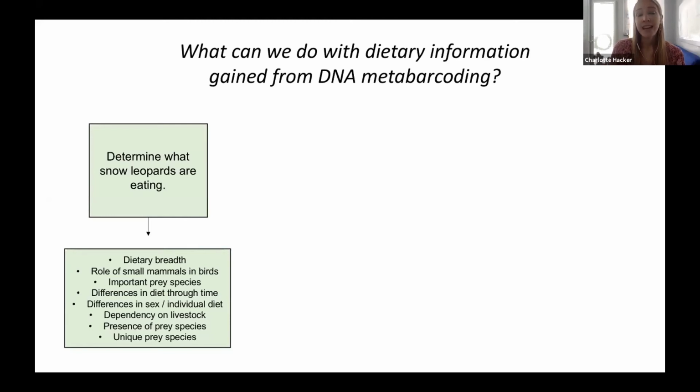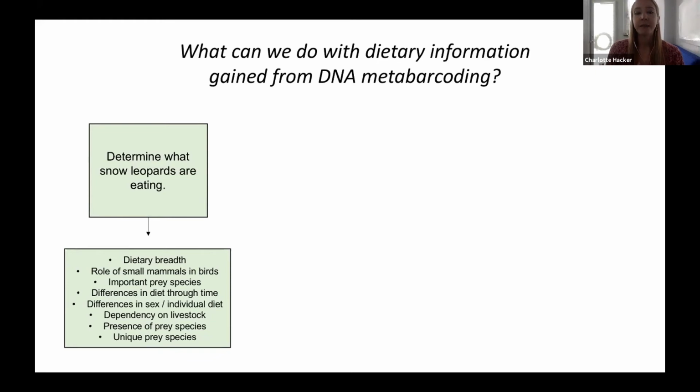You can get differences in diet through time if you resample the same area over and over again, and that can tell you trends in diet. You can also look at differences in sex and individual diet. So as Byron mentioned before, when you do sex identification and individual identification, you can then link back the dietary information with the individual, or you can sort it by males versus females.